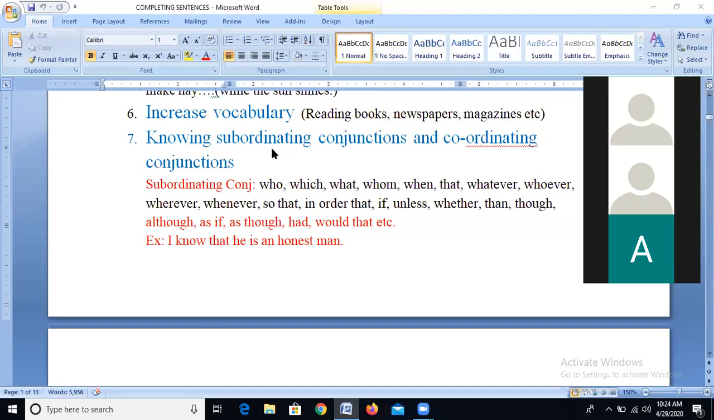Okay, then come to the next one, that is coordinating conjunction. So what is a coordinating conjunction? A coordinating conjunction is used to start a coordinate clause. For example, I know that he is an honest man. Here the subordinate clause, he is an honest man, starts with that, which is a subordinating conjunction, so we call it a subordinate clause.